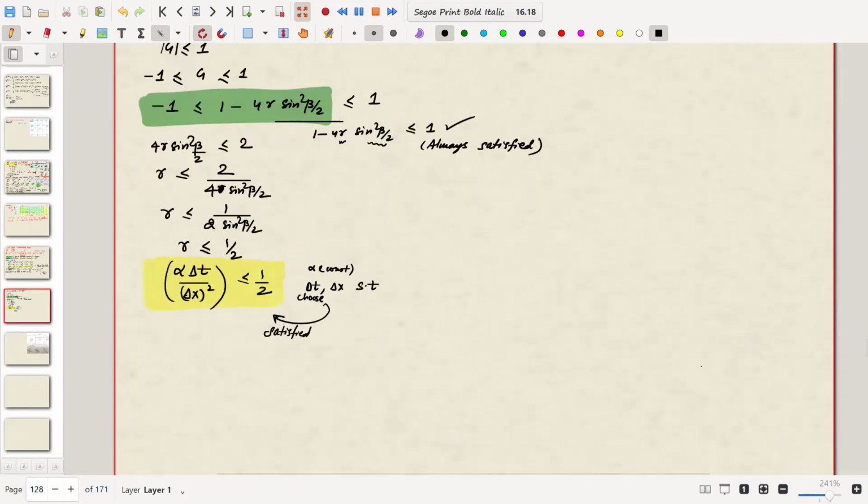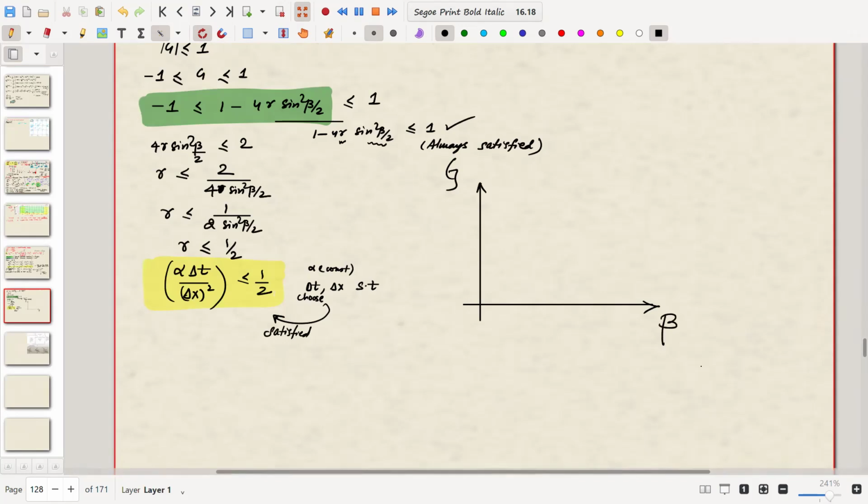So, how many of you have plotted G versus beta? How does it look? Any ideas? Many of you must have used Desmos, no? Did you check with Desmos how it looks?